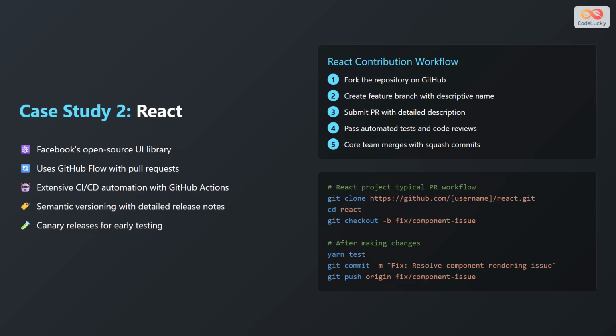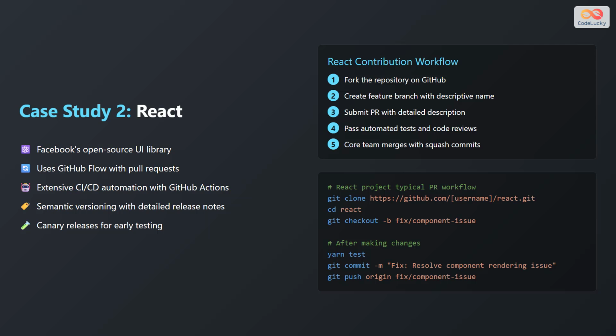Now let's take a look at React, which is Facebook's open-source user interface library. React uses GitHub Flow with pull requests. It uses extensive continuous integration and continuous deployment automation with GitHub Actions. It uses semantic versioning with detailed release notes. Canary releases are used for early testing.